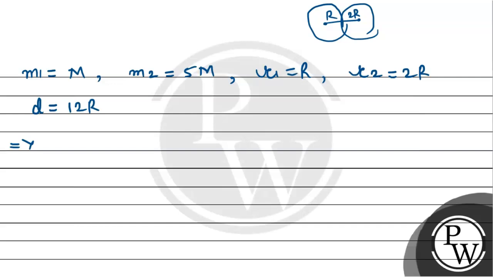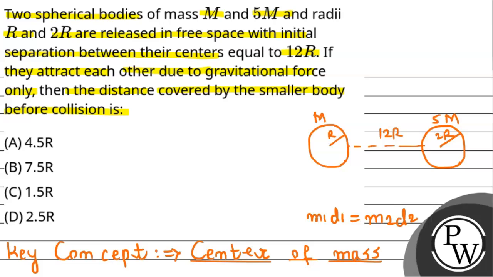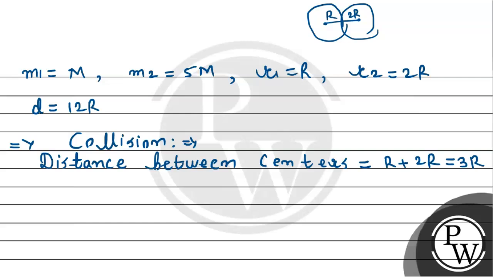So we would say that the distance between centers will be equal to r plus 2r, which is equal to 3r. So when will this distance occur? When the two are colliding with each other. But according to the question, initially both are at a distance of 12r, and after colliding, they are at a distance of 3r.